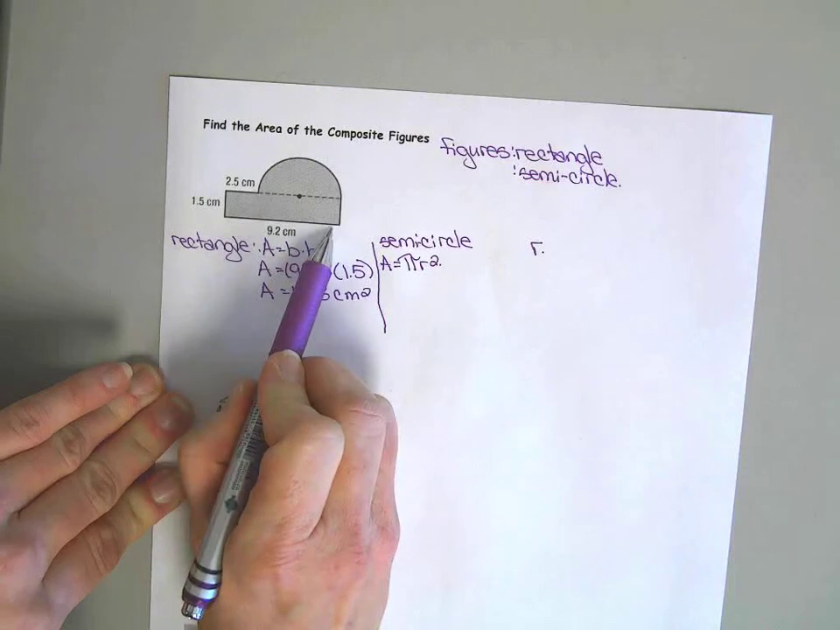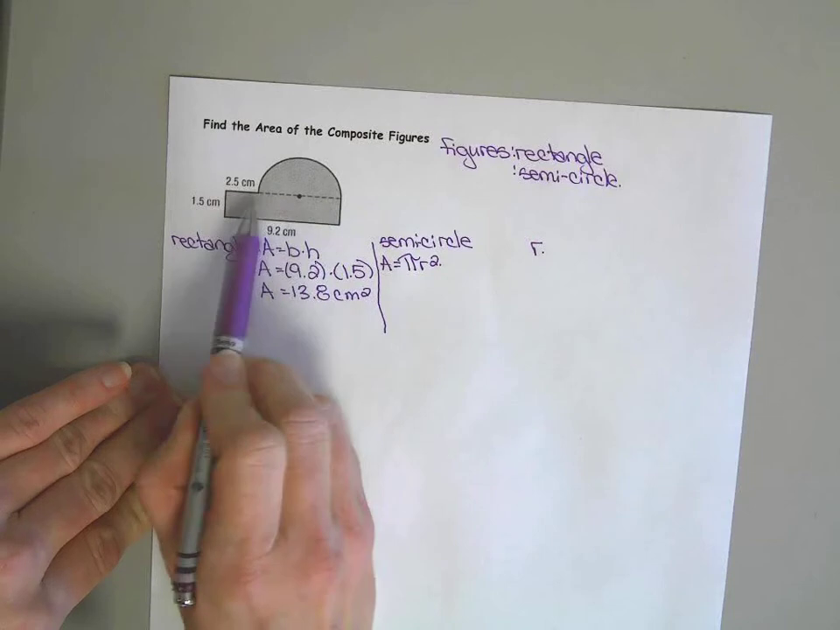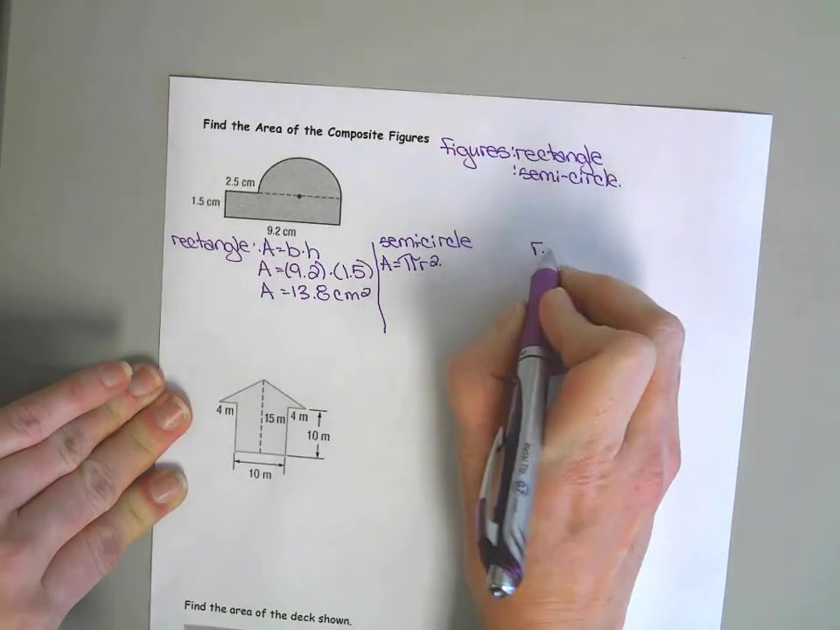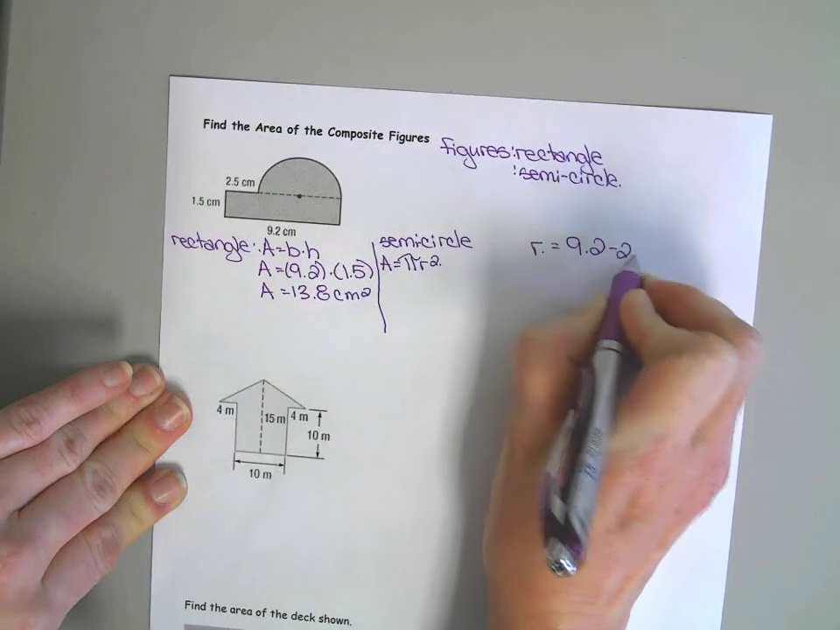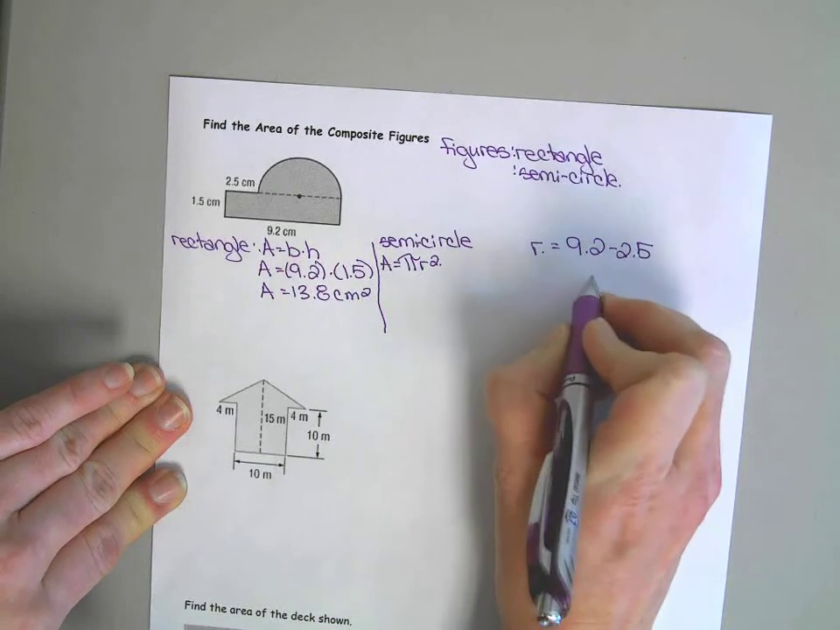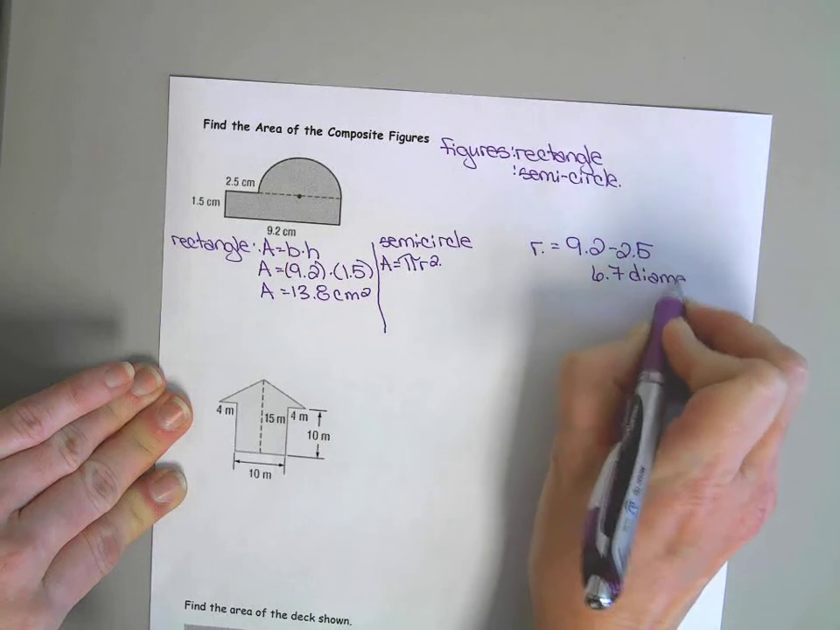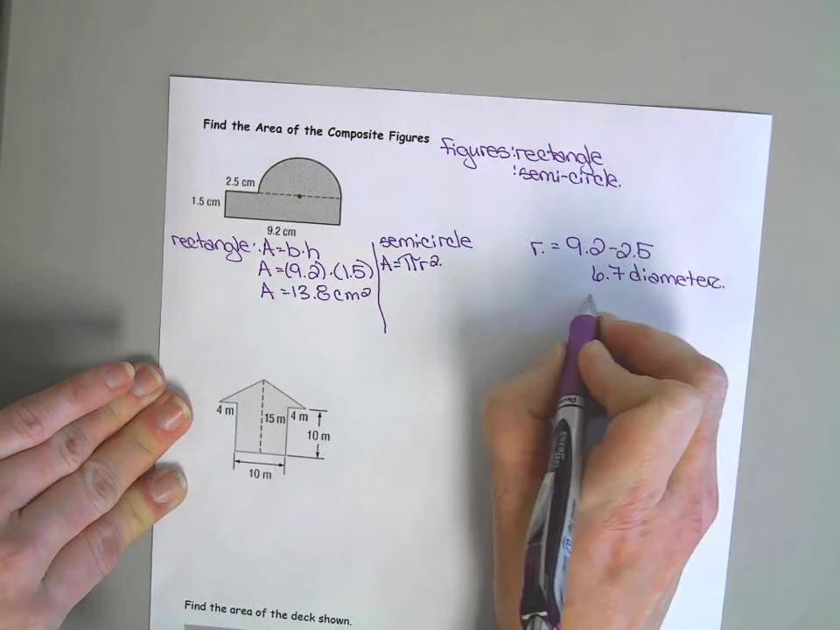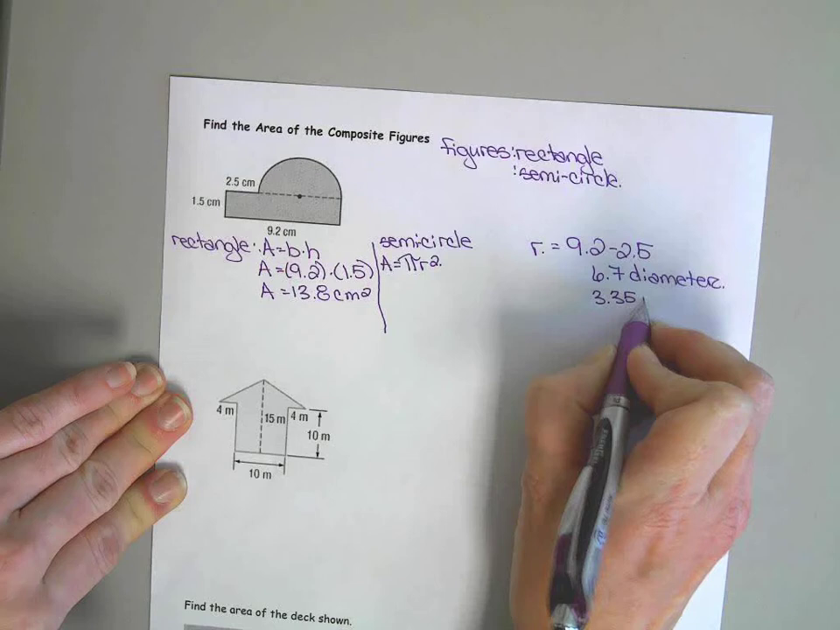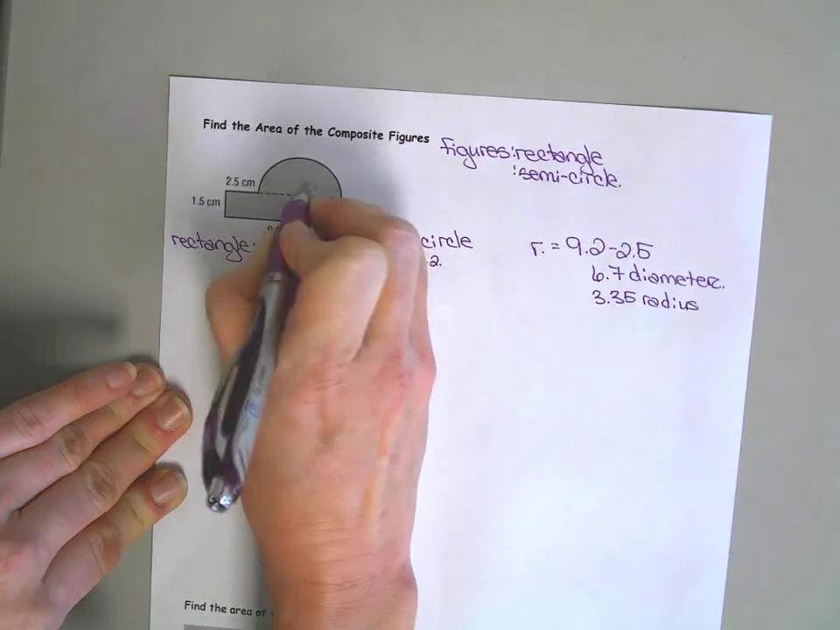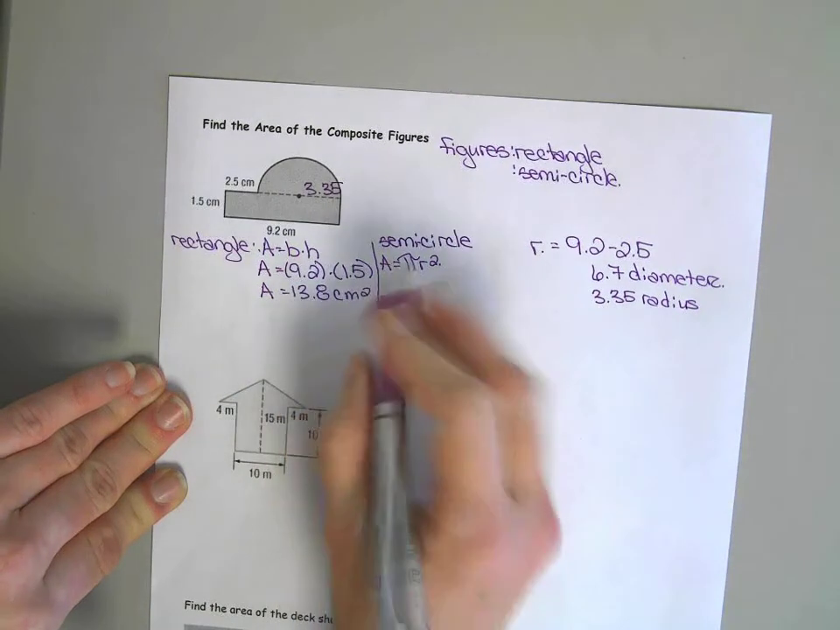We do know the base here is 9.2, and then this part over here is 2.5. So the remainder is our diameter. So we would take 9.2 minus 2.5, and we would get 6.7 as our diameter. And then we would divide that by 2 to get our radius. 3.35 for our radius. And then we can plug that back into our formula.